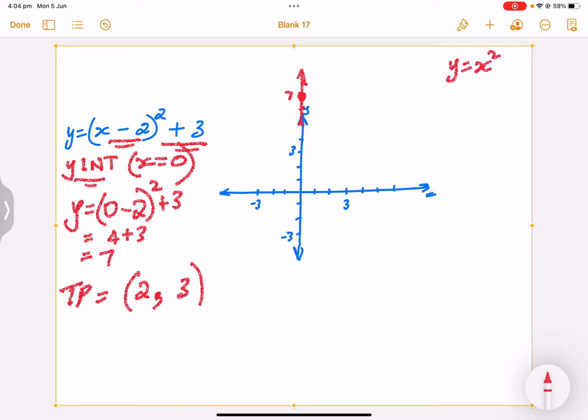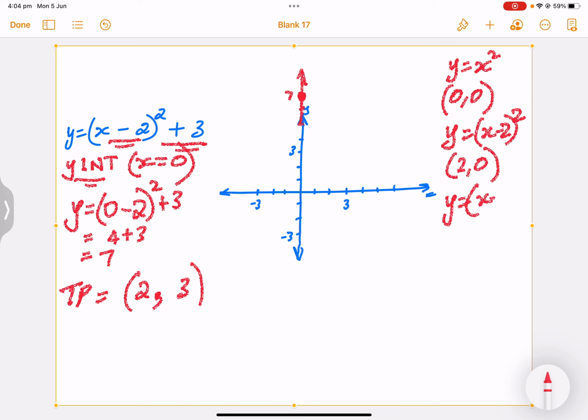y equals x squared is simply on the origin. It turns at 0, 0. But when you have an x minus 2 squared, then it means it's turning at 2, 0. And when you have y equals x minus 2 squared plus 3, then it's going to turn at 2, 3. So it's going to turn here.